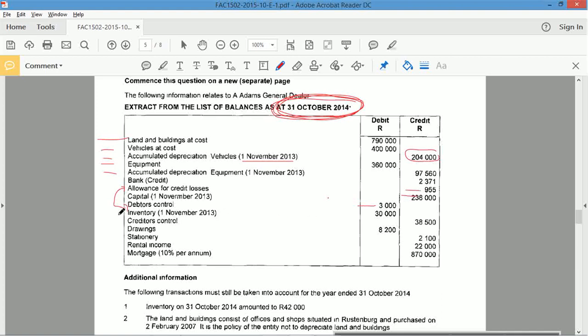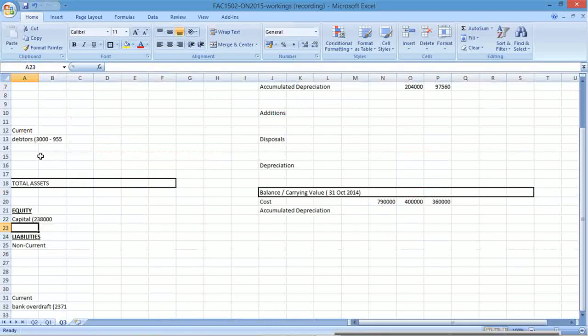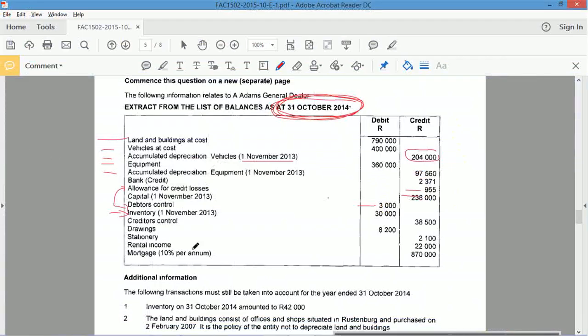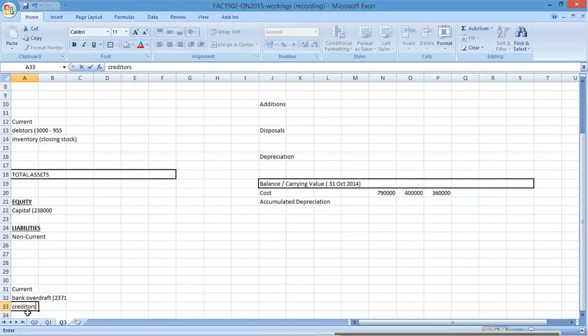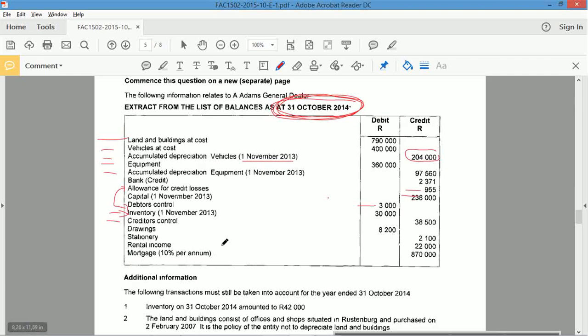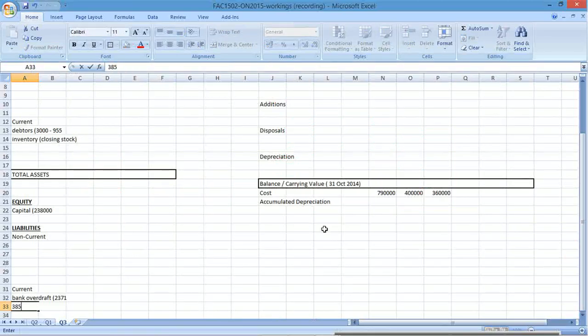Inventory, 1st November, that's opening stock. I don't show opening stock, I show closing stock. But I'll put inventory here, and I want closing stock. I don't know what it is, but we'll find it just now. Creditors, current liability. Creditors, brackets, how much? 38500.